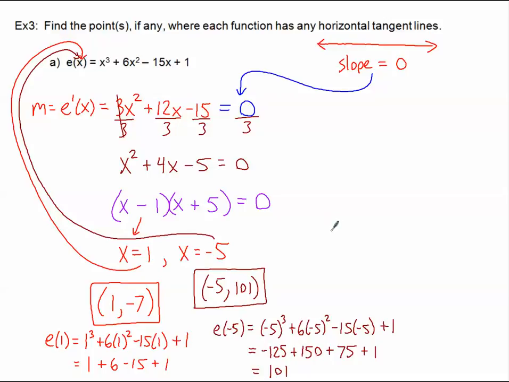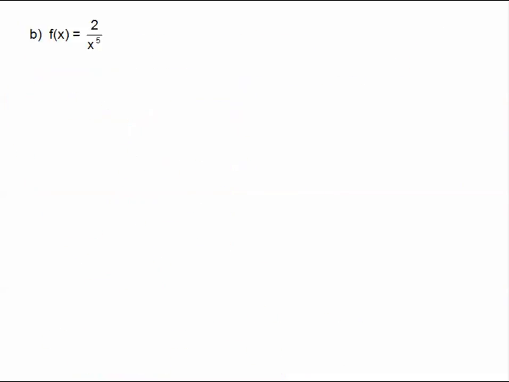I know this cubic generally looks like this. I'll just draw a cubic. And we just found this point -5, 101, way up here where there's a slope of 0, and this point 1, -7, where there's a slope of 0. We just found the turning points for this cubic function. Kind of neat. And our final problem, f of x is 2 over x to the 5th.